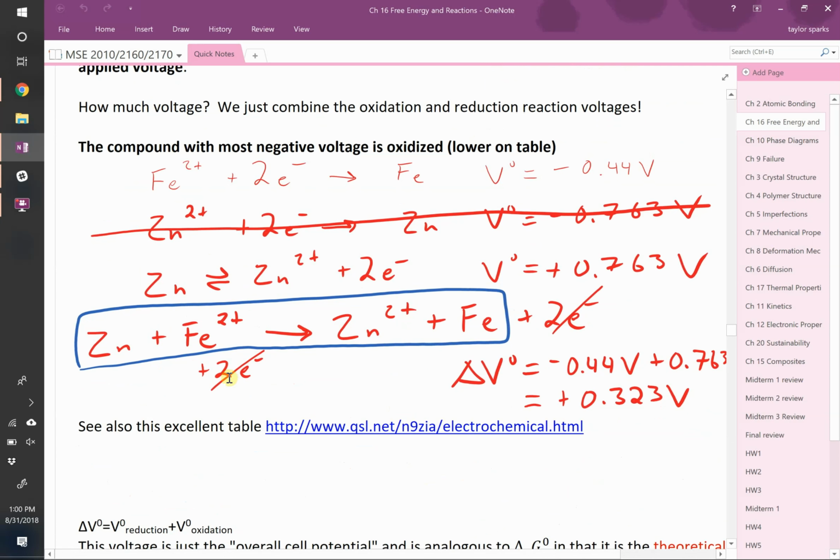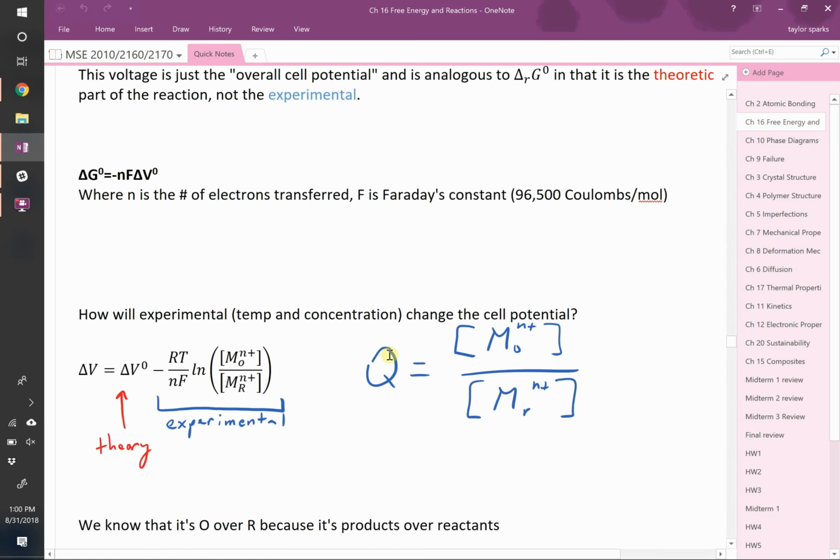And you notice these 2 electrons, we canceled them out because they're the same. 2 electrons on both sides, people just don't even write them. But what if we'd chosen something other than 2 plus? Then you've got 3 electrons, or 1 electron, or 4. Then we have to modify this, and let's do an example of that.